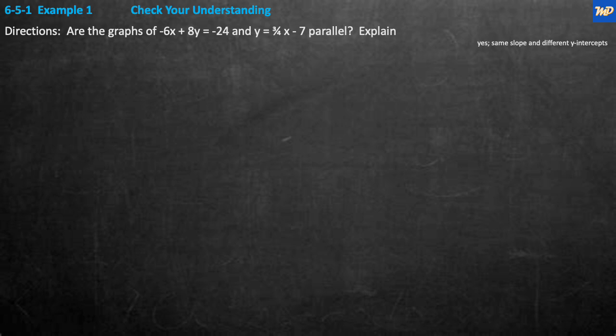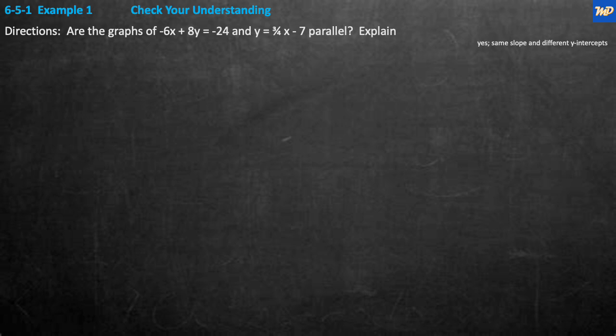So it says, are the graphs of negative 6x plus 8y equal to negative 24 and y equals 3/4 x minus 7 parallel? And then explain. You don't have to graph them, you're just going to do the mathematics here. So what did the previous slide say? It says you need both equations in slope-intercept form, because then we can check the slope and the intercept.